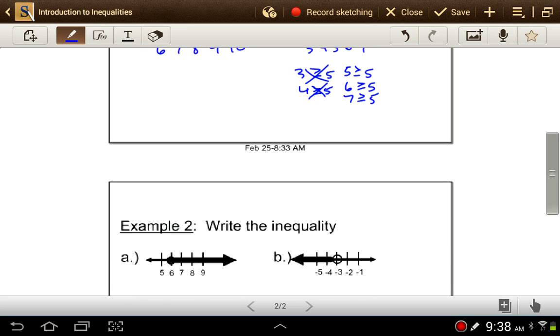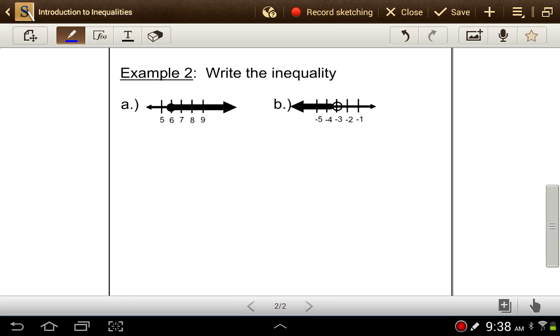Alright, write the inequality. Now I'm going to give you a graph, and you're going to write the inequality. So start with your variable, x. Okay, now determine, is it greater than or less than? Well, I've shaded in the numbers greater than the circled number. And I filled in the circle number, so I have the equal to part. And then what is the circle number? That is 6. So x is greater than or equal to 6. That is my answer. Okay?